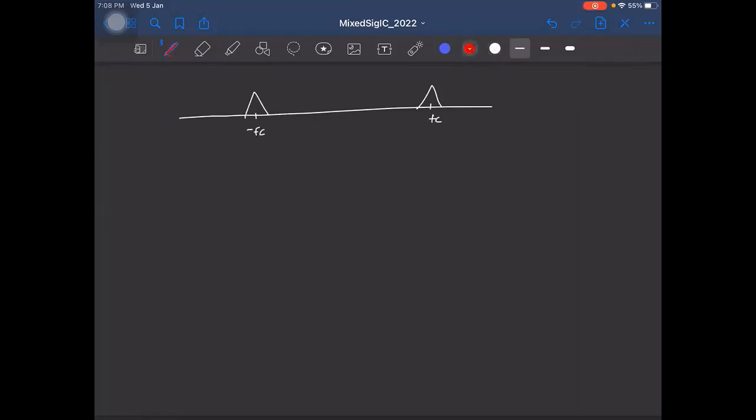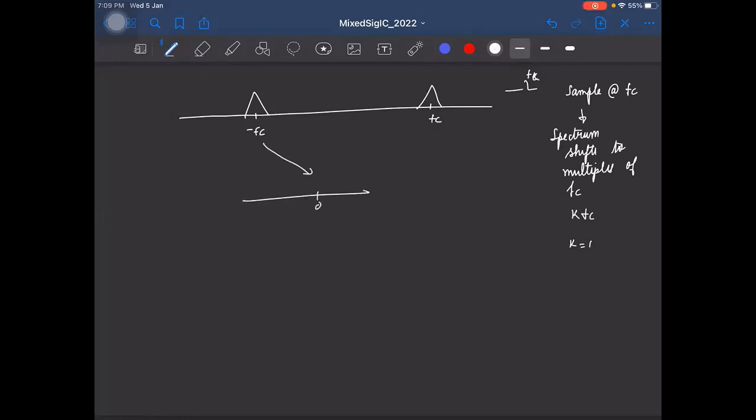Okay. We saw we could sample it at FC and then do down conversion, right? So we sampled it at FC, and we saw that because of sampling, the spectrum shifts to multiples of FC, right? And that is k times FC. And we saw that for k equal to 1, this portion comes to baseband, that is 0. And for k equal to minus 1, this portion comes and down conversion happens.